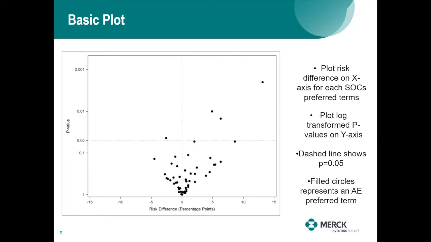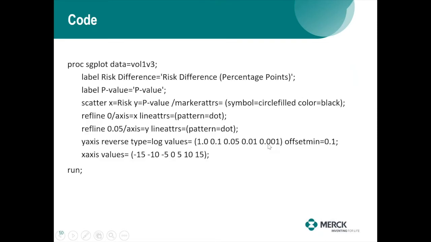So this is the basic plot which we can construct just using the scatter statement, refline, xaxis, and yaxis statements. On the x-axis, we see the risk difference, and on the y-axis, the log transformed p-value. The horizontal dashed line is the 0.05 p-value, and these filled circles are the preferred terms. And this is the code I used to generate that plot.